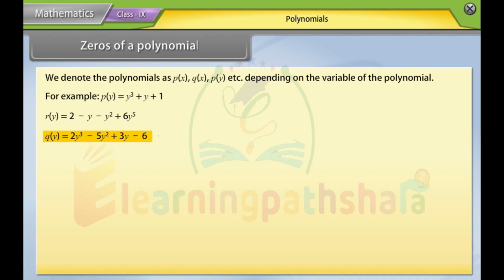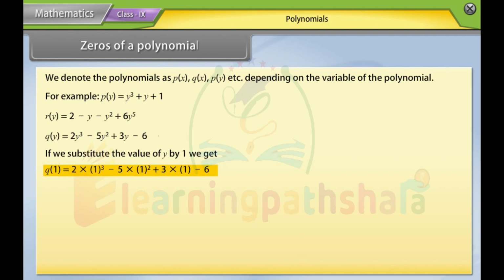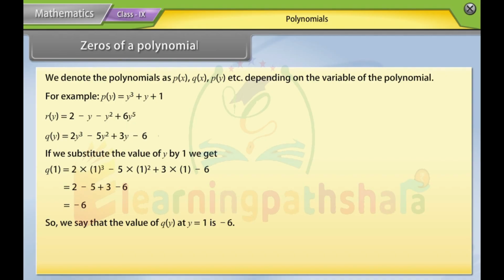Q(y) is equal to 2y cube minus 5y square plus 3y minus 6. If we substitute the value of y by 1, we get Q(1) is equal to 2 into 1 cube minus 5 into 1 square plus 3 into 1 minus 6, which is equal to 2 minus 5 plus 3 minus 6, which is minus 6. So we say that the value of Q(y) at y is equal to 1 is minus 6.